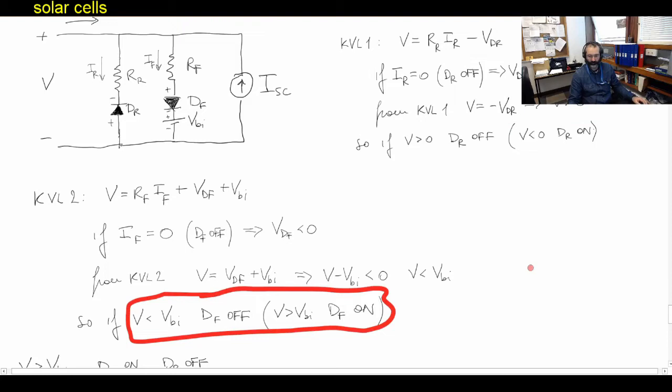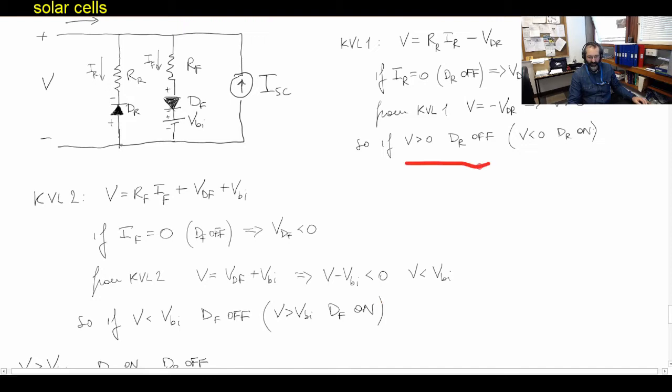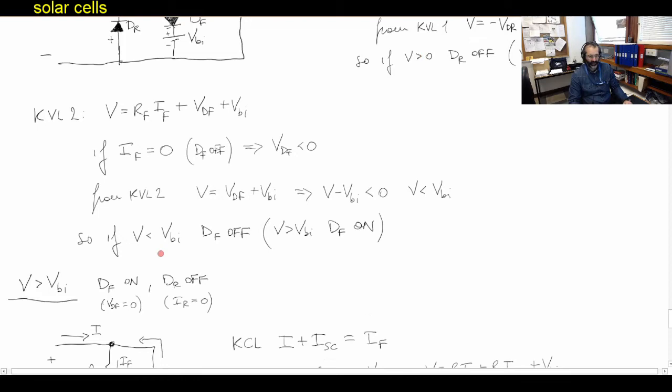So let us start. So we identified clearly from this result that one important point on the V axis is zero, and also VBI. So what I have in my mind is that the V axis is being divided in three regions in this way.